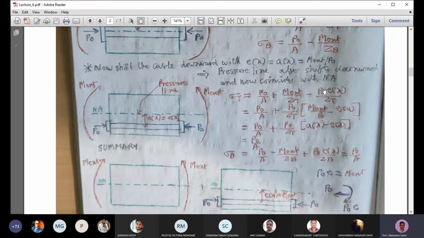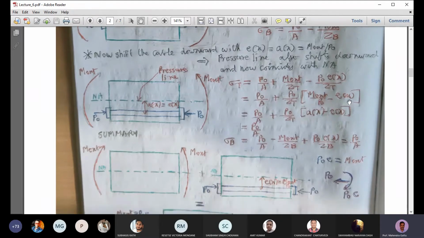Now we can take P naught by ZT common. So we get M external by P naught minus E of x. And we have chosen A of x such that A of x is equal to M external by P naught, so we get A of x minus E of x. For this specific case, E of x and A of x are the same, so this will cancel out and we are left with P naught by A.